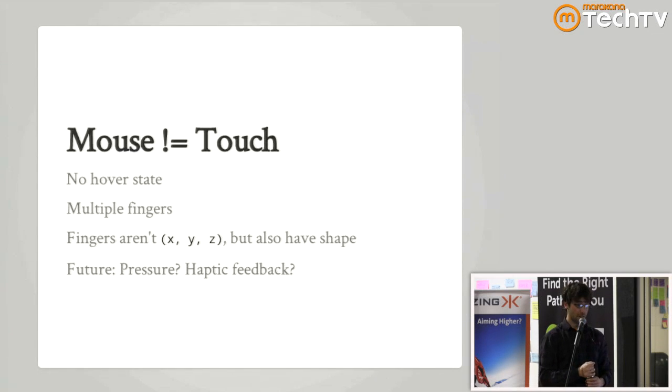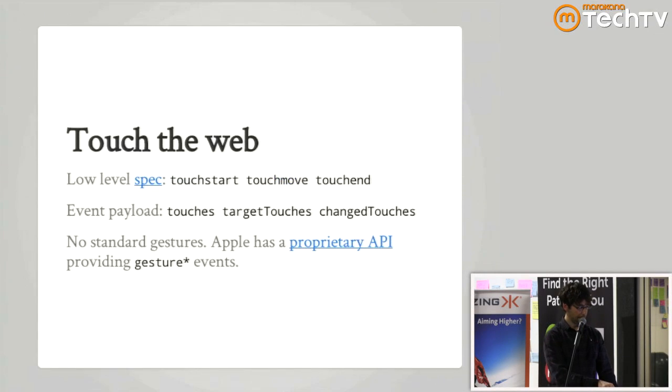And also some things that aren't currently implemented on the web but are implemented in a lot of other environments are shape. So it's not just XY coordinates. It's also the shape of your touch. Like, are you pressing hard? Is it just a small tap? These are different things. And in the future, we'll have haptic feedback and pressure, potentially.